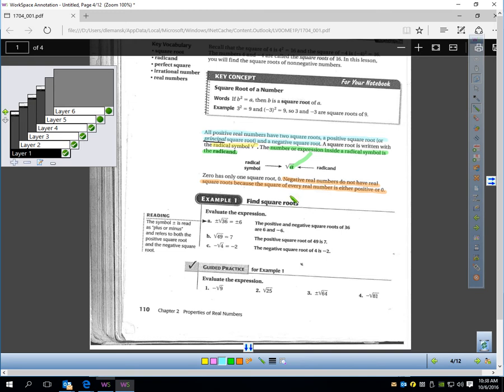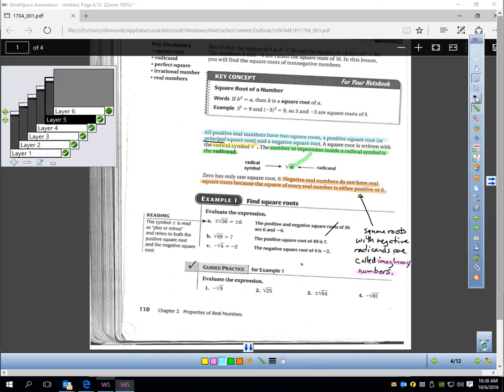Negative numbers do not have real square roots because the square of every real number is either positive or 0. That sounds a little complex. Here's what that's saying. Square roots with negative radicands. Remember, the radicand's the number underneath the radical. If you have a negative number underneath the radical, those are not real, and they are actually called imaginary numbers. I would get imaginary numbers in your notes. Imaginary numbers would look like the following. I'm going to put a few examples here. Here would be an imaginary number: the square root of negative 15.